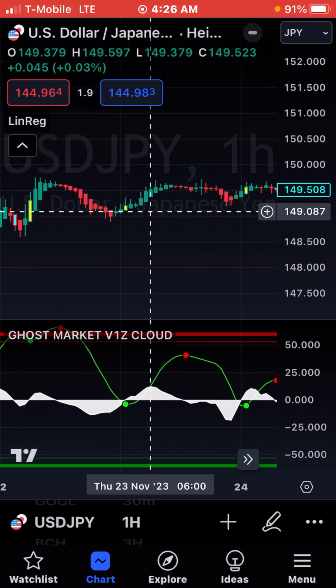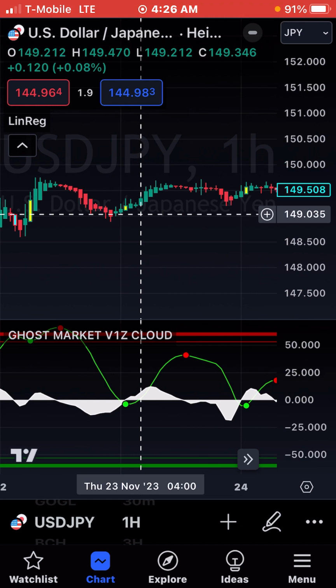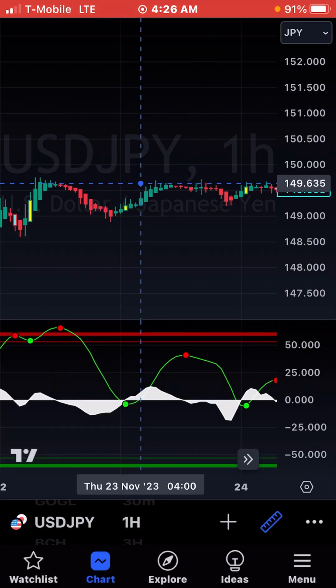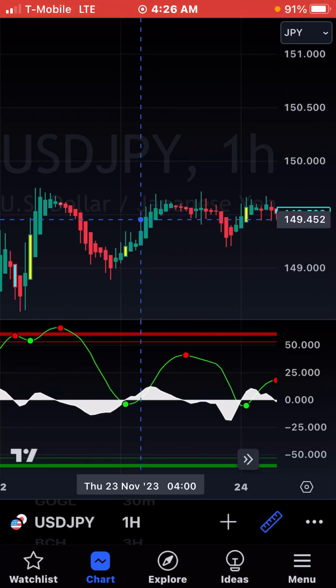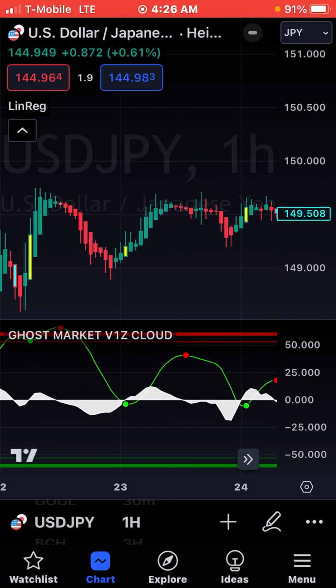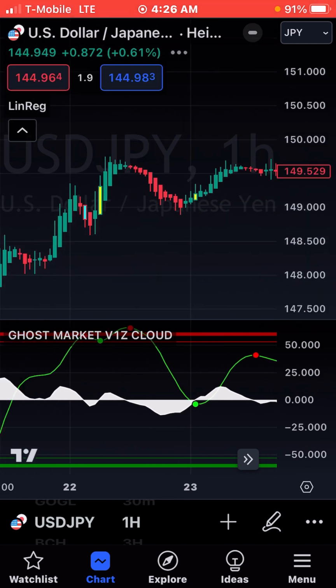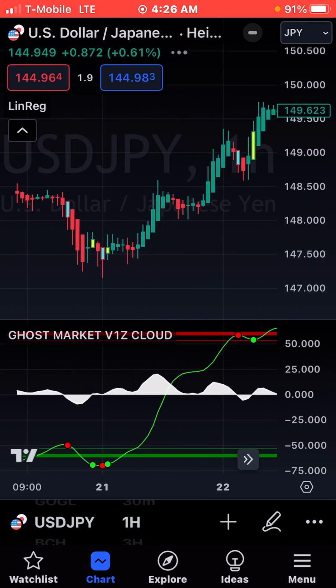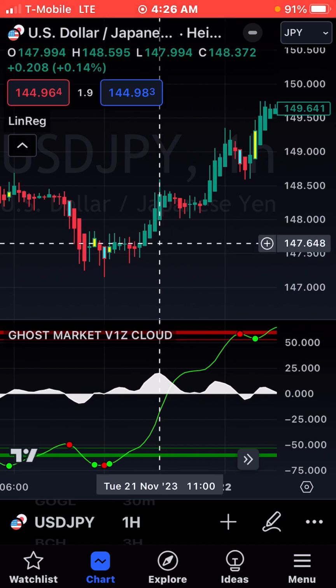You see it going through the cloud right here, so this would be a good entry. So if you came in right around here, rode this out, you would have made some decent profit there.